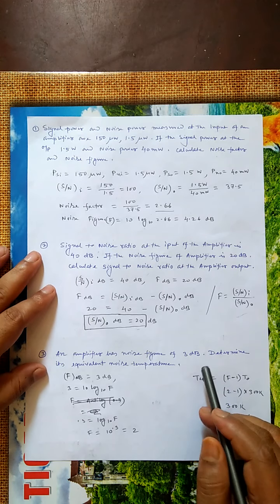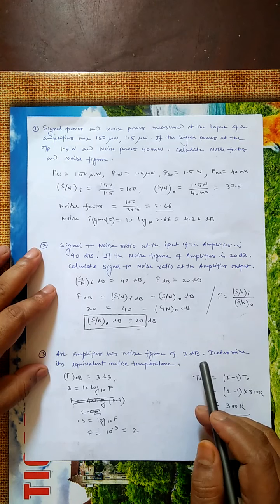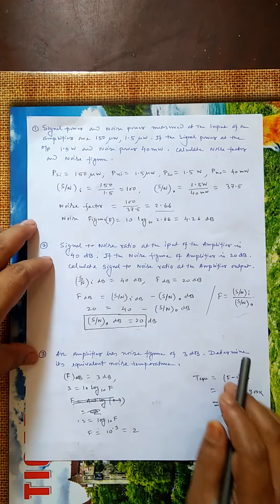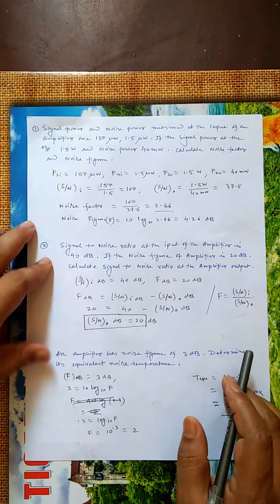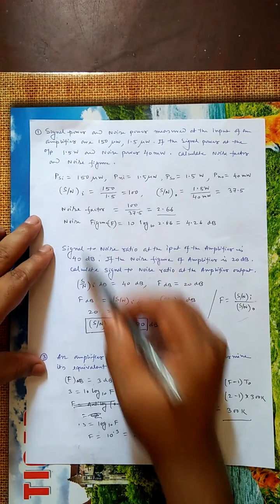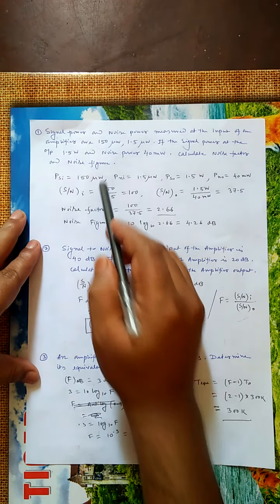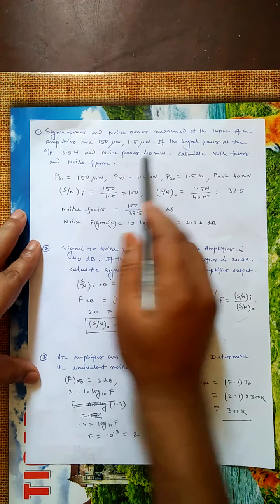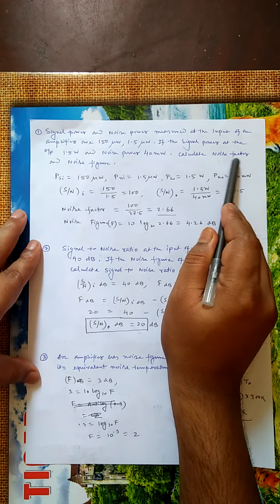Hello students. In this chapter there are so many problems. These come in competitive exams and the GATE exam. I have discussed five problems. The first problem: I have to find out the noise figure or noise factor.